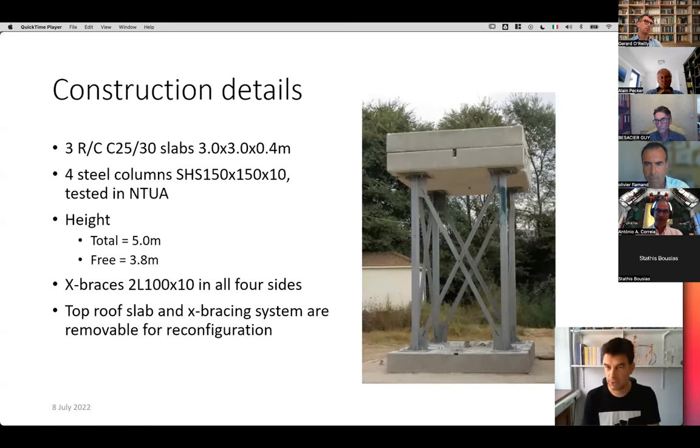This is the structure. It comprises three reinforced concrete slabs of dimensions 3 by 3 meters by 40 centimeters height. There are four rectangular square steel columns of 150 millimeters per side. They were tested in NTUA for their dynamic properties. The total height of the structure is 5 meters with this configuration that we see to the right. And from slab to slab, it is 3.8 meters.